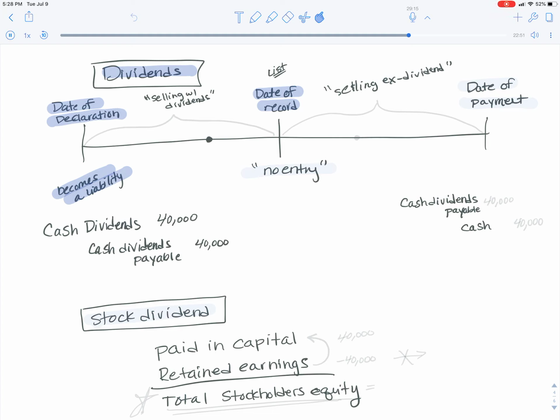So you could buy stock knowing it's going to get a dividend paid because it's already been declared, but you have to buy it before the date of record. If you do this during this time period, this is called selling with dividends. Now you could also buy the stock here, so before the date it's paid, but after the date of record. So you are not going to be on the list. You'll still own the stock. You're just not going to get the dividend when it's paid. This is called selling ex-dividend.